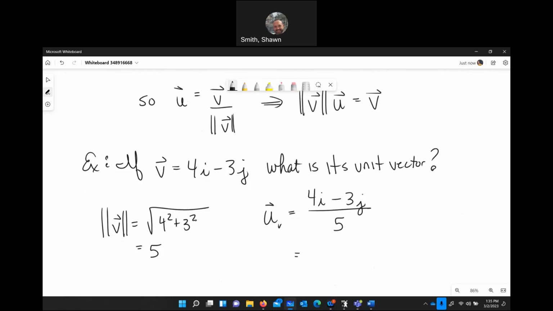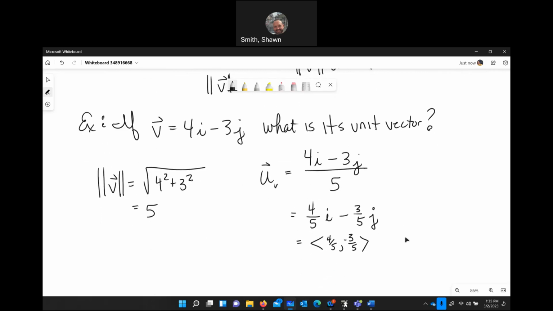I split this up into two fractions where they have coefficients in front of i and j: 4/5 i minus 3/5 j. If I put it in component form, I could write that as 4/5 and negative 3/5. So either one is acceptable. I'm just saying however far you want to go. If you want it in its component form or leave it as a i plus bj form, that's fine as well. But that's very simple.